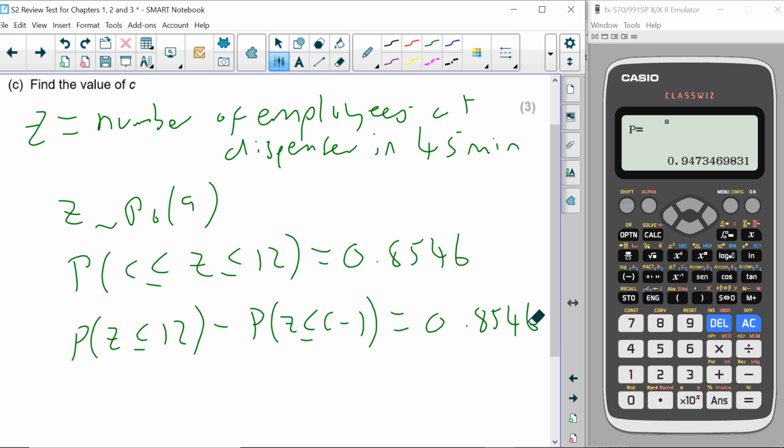Okay. Now, if I look at that, there is one thing I can calculate: the probability that Z is less than or equal to 12. So I'm going to go to my menu, my distribution function, and I want the Poisson cumulative. So, list, X this time is equal to 12, and lambda is equal to 9, and that gives me a value of 0.757734371. So I'm going to type that in there.